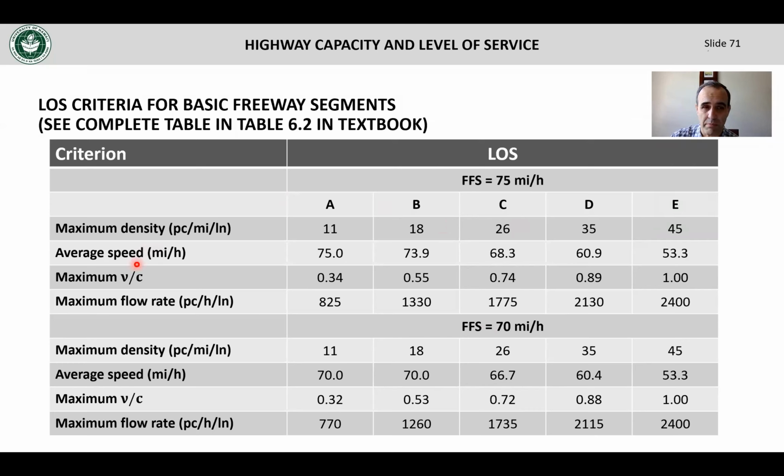The other performance measures that you have here that we said the other day are equivalent only for that free flow speed. So if you have a free flow speed that's in between two values, you cannot look at these values other than the density. The density is the only one that will tell you exactly what level of service you are.